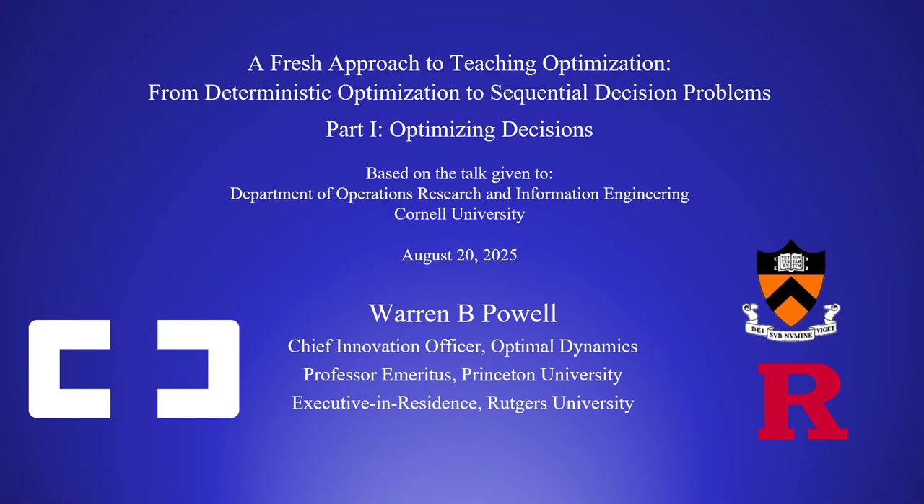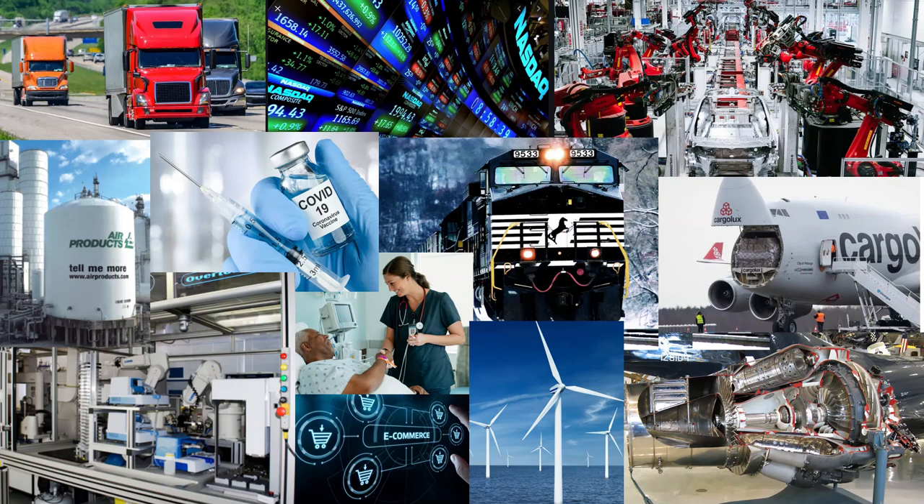This is a fresh approach to teaching optimization, from deterministic optimization to sequential decision problems. This is based on a talk that I first gave at Cornell University's Operations Research and Information Engineering Department in April of 2025. This is part one, optimizing decisions. I'm going to start with a little overview of the problems I've worked on personally.